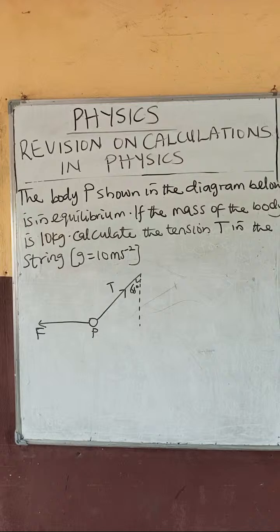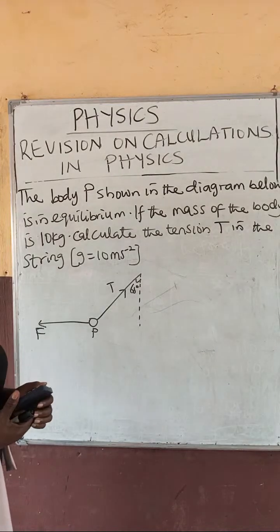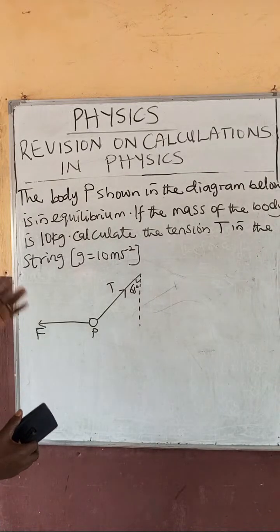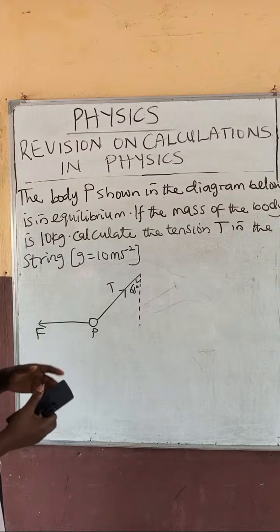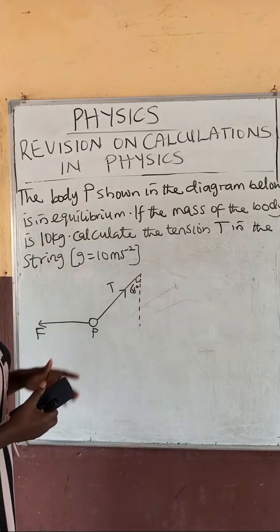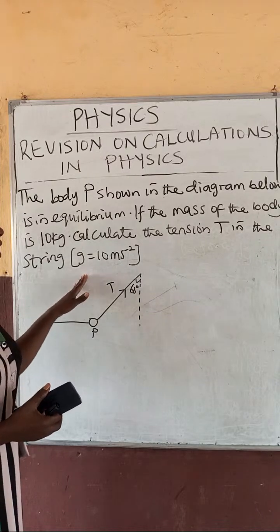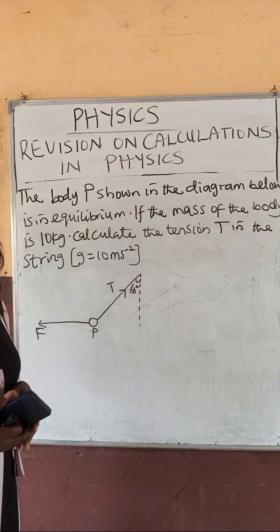All right, so let me solve. Okay, let's look at the question together. A body P shown in the diagram below is in equilibrium. If the mass of the body is 10 kilograms, calculate the tension T in the string, given that g is equal to 10 meters per second squared. Okay?